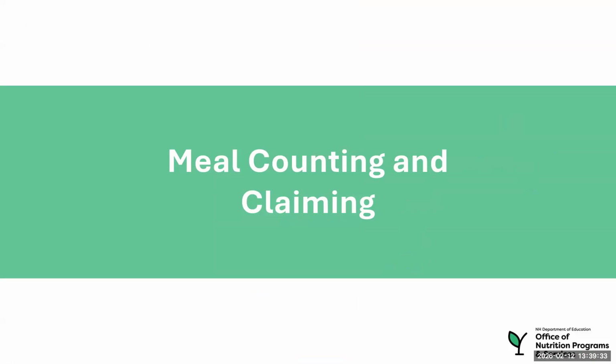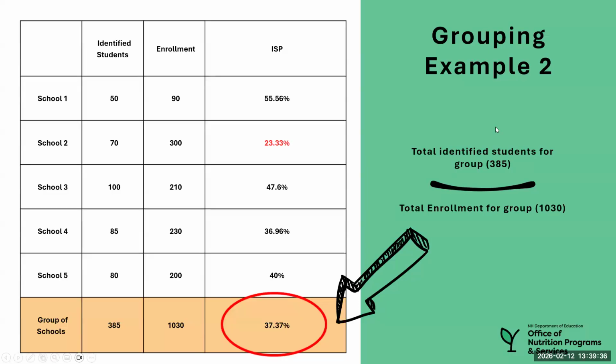And now we'll move on to counting and claiming. And just to go back to the grouping, it isn't required. You can do an individual school. You can do multiple individual schools. Grouping is just a way to maximize that ISP.